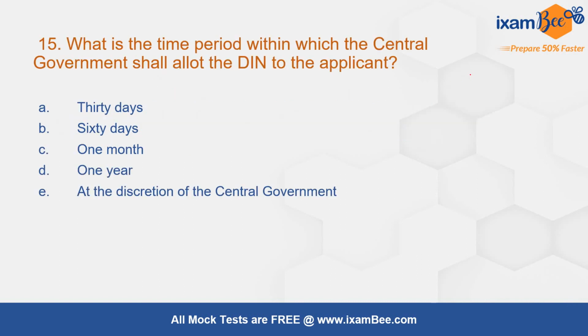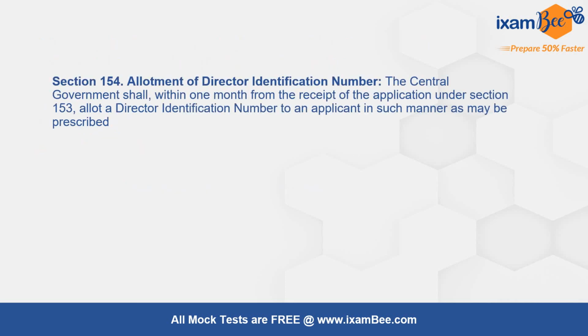Question number 15, last question of this series. In my next video, which will be the last part, part 3, we will discuss 20 more questions from the Companies Act. What is the time period within which the central government shall allot the DIN to the applicant? DIN is Director's Identification Number. The correct answer is 1 month. Within 1 month, the central government shall allot DIN to the applicant. This is given under section number 154, Allotment of Director Identification Number.